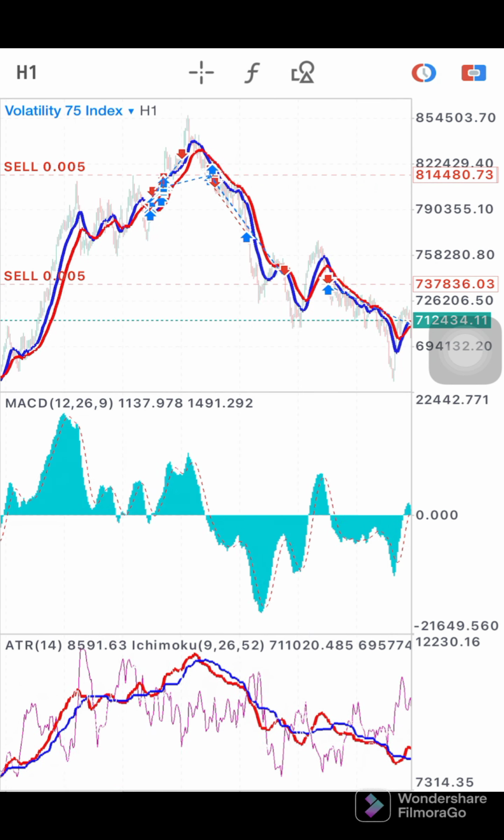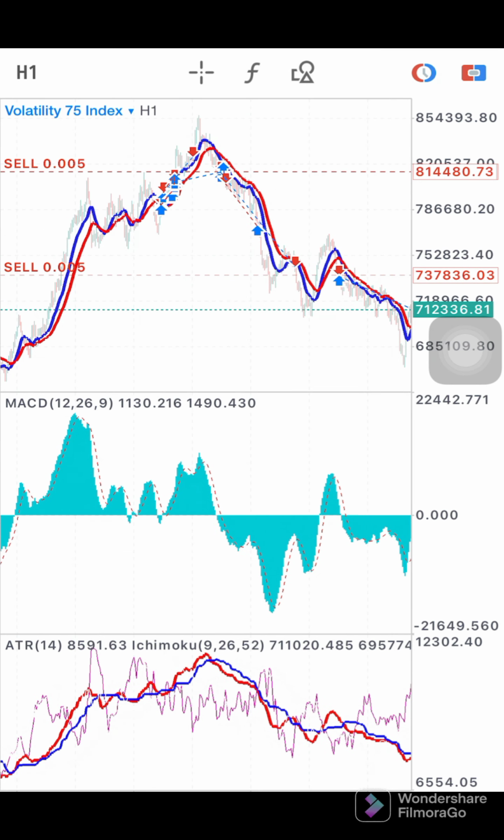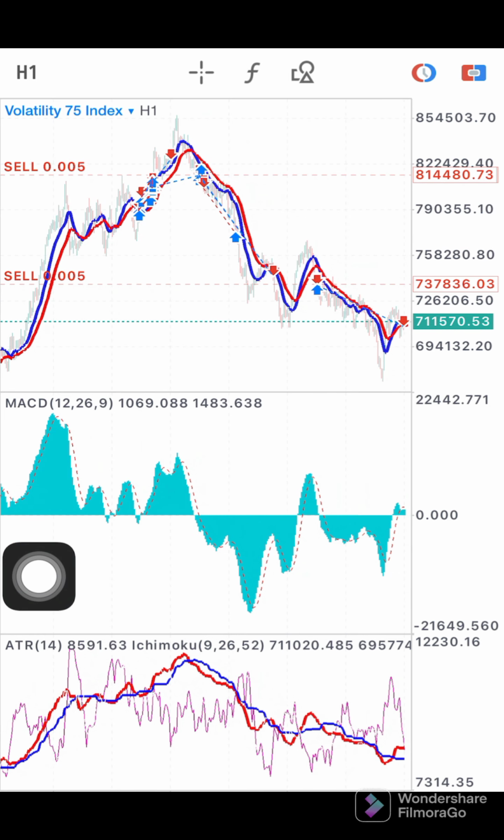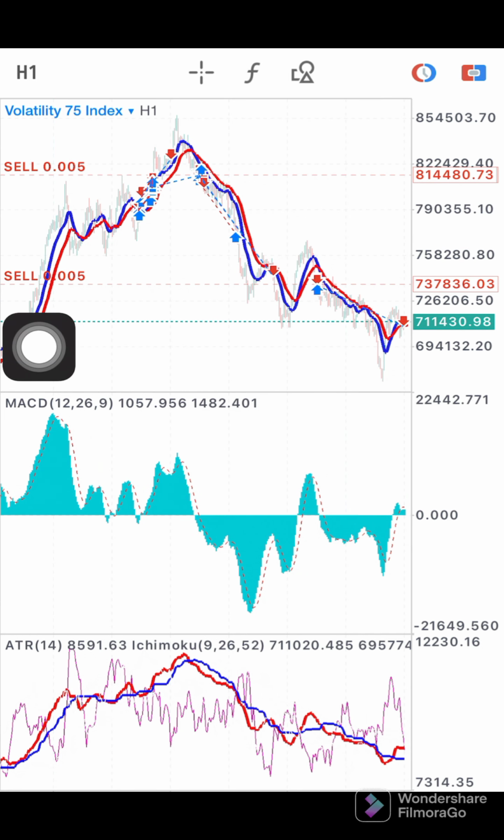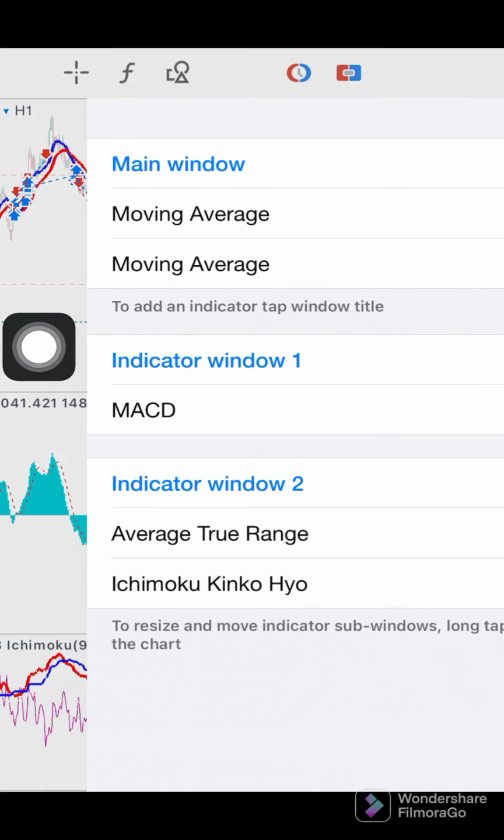Anytime you get these confirmations, number one, there was a cross between this blue moving average and red moving average here, first confirmation, and you got a signal line here crosses below the zero level on this MACD, and the bars have started going down immediately at this level. The next thing you need to do is just go back here.